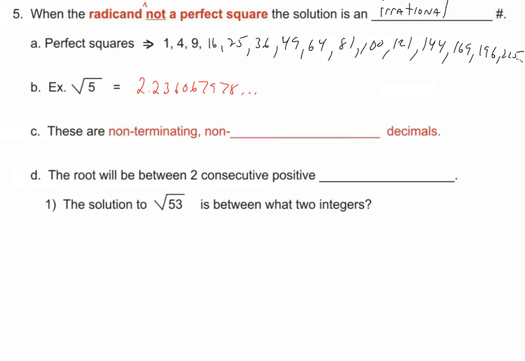That's going to be any non-perfect square root, and we'll deal with those. So again, these are non-terminating, non-repeating decimals. Irrational numbers. However, we could say something like this. We could say that the root will be between two consecutive positive integers.